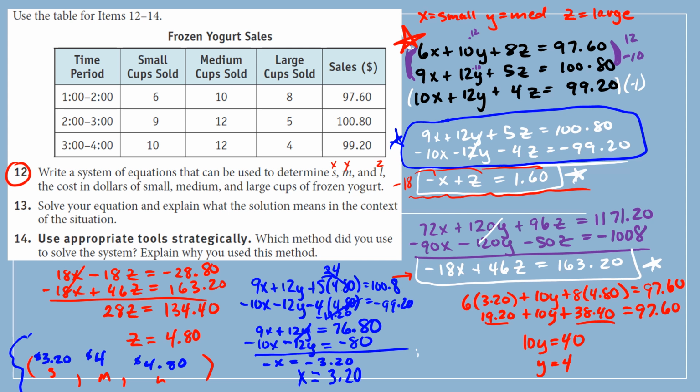So small is $3.20, medium is $4, and large is $4.80. Excellent, excellent work. Now, don't turn this off yet. I need to tell you something.